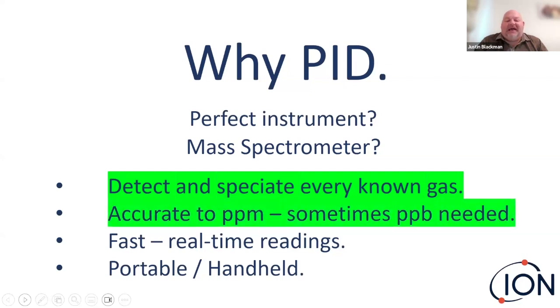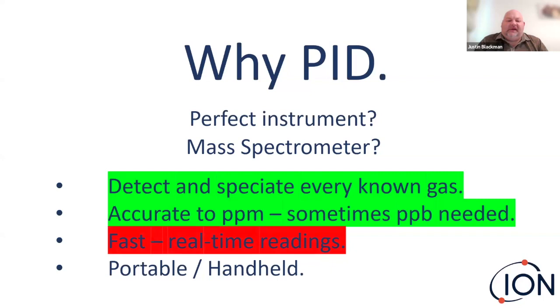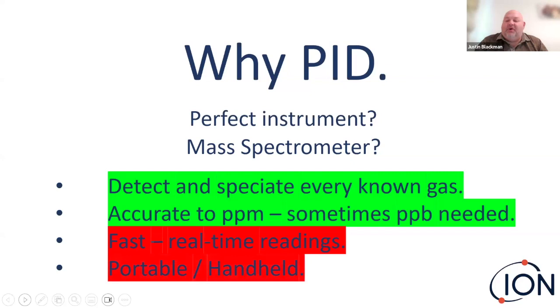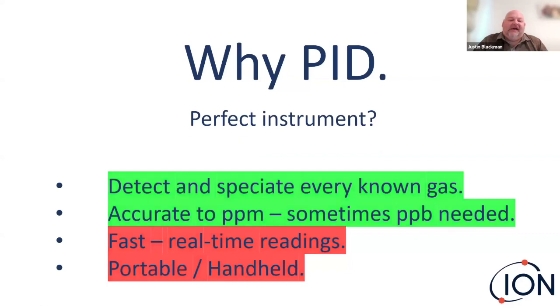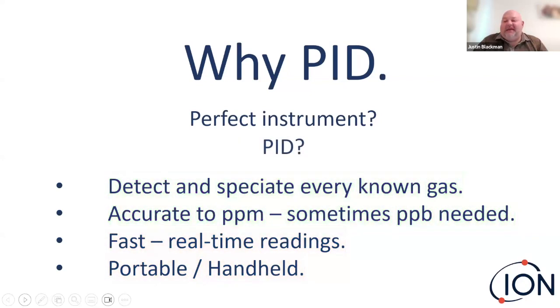It can do the right levels, ppm and ppb. However, a mass spectrometer is definitely not fast in real time. It is also definitely not portable and handheld. So we need to think about some other device. And that is where PID comes into it. Let's have a quick look.